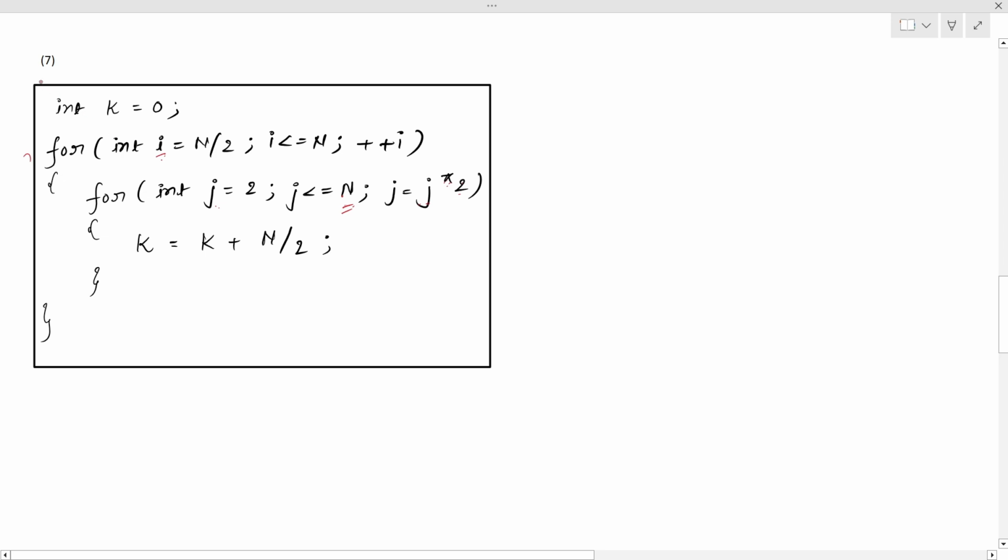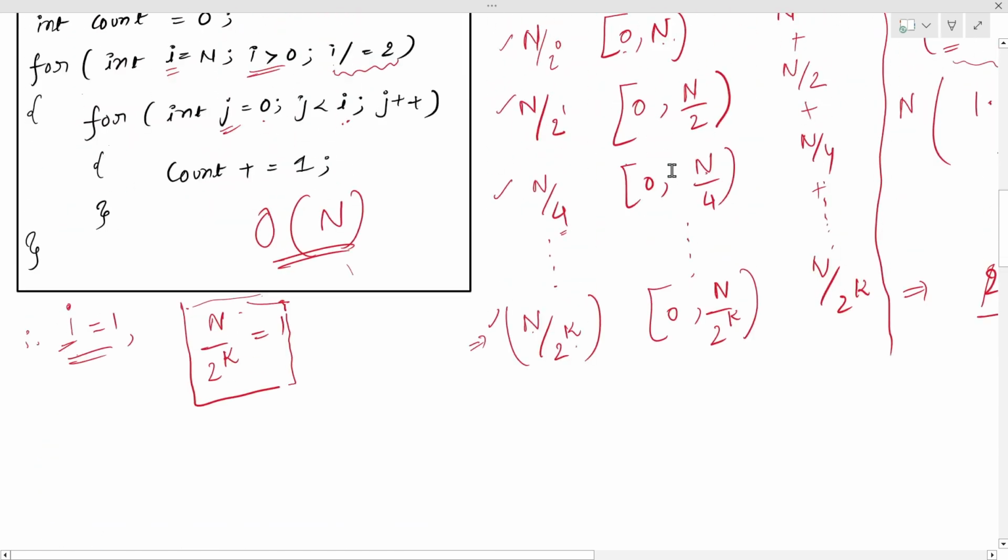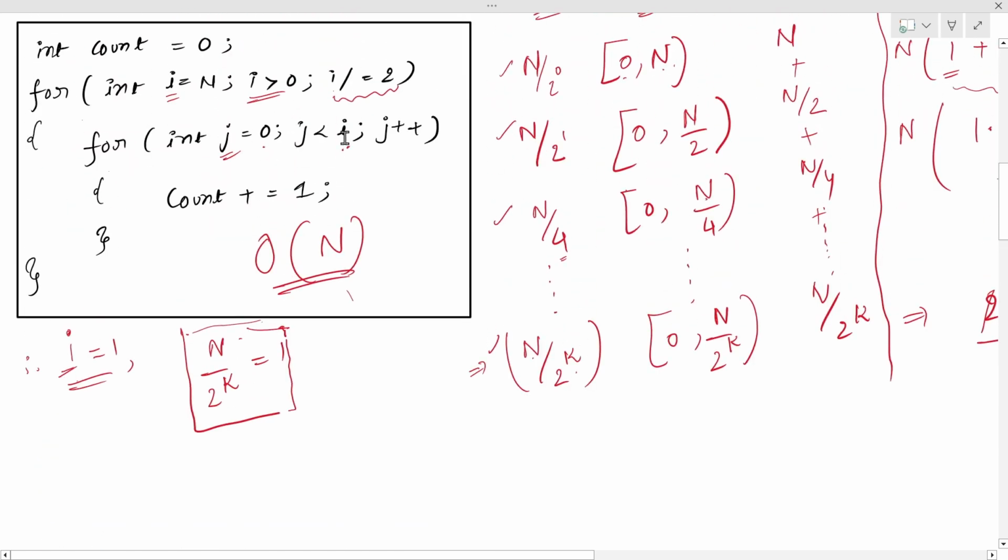Coming to the next question, guys, you can clearly see there is a first for loop running from n by 2 till n, and a second for loop starting from 2 to n. You can observe a basic thing here: j is running from 2 to n, and every time j gets multiplied by 2. If you focus on this second for loop, it is clearly independent of the first for loop. In the previous two questions, we saw that j is dependent on the i value.